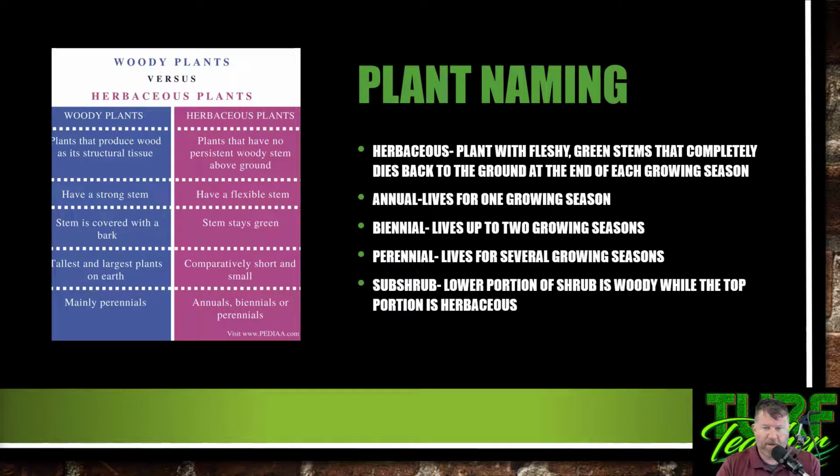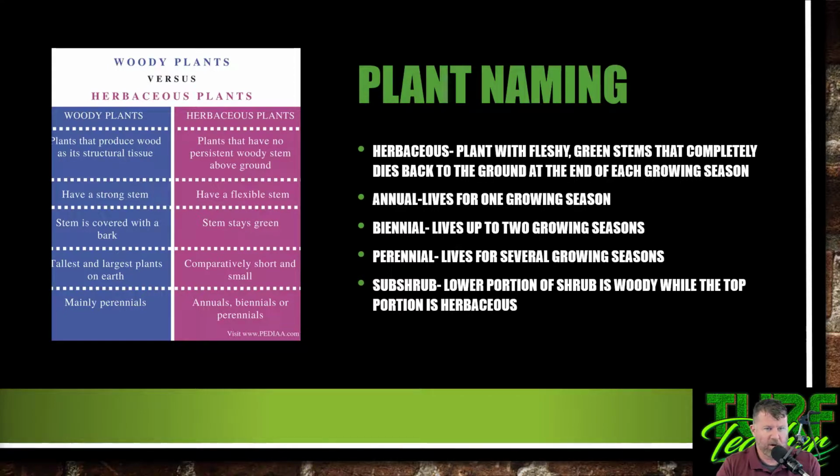Here's just the difference. Herbaceous is a plant with a fleshy green stem that completely dies back to the ground at the end of each growing season. Annual lives for one growing season. Biennial lives up to 2 growing seasons. Perennial lives for several growing seasons. And then a subshrub is a plant whose lower portion is woody while the top portion is herbaceous. I can't think of an example right off the top of my head, but they do exist out there.